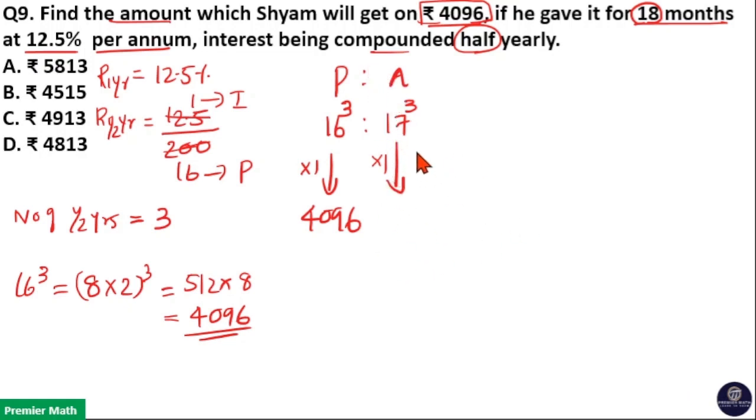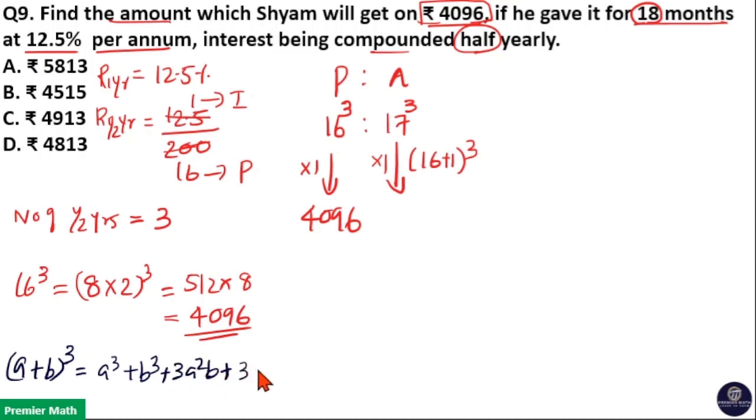Here I will write 17 cube as 16 plus 1 the whole cube. You already know a plus b the whole cube is equal to a cube plus b cube plus 3a square b plus 3ab square. Actually, you don't need to write this formula, but if you look at this structure, it is very simple.